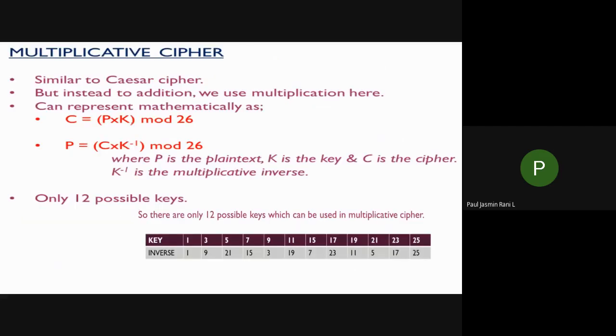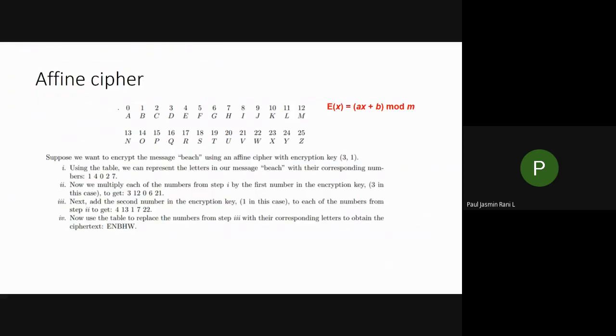Okay, next one is multiplicative cipher. The same procedure you have to follow here also, but here you will have a multiplication. Next one is the affine cipher. The affine cipher formula is this one. For your encryption you'll be using this plus sign. This is the thing you have to follow in your affine cipher.